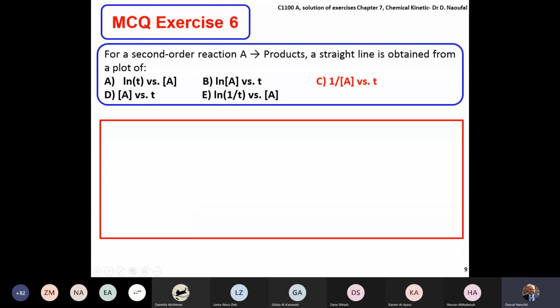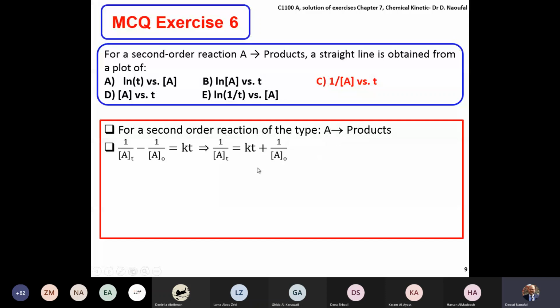MCQ exercise 6. Consider a second order reaction of the type A to product. Pay attention, the type is very important. We have to distinguish between A to product or 2A to product. A straight line is obtained for the plot. For a second order reaction of the type A to product, the integrated rate law of A is given by 1 over At minus 1 over A0 equal kt. So 1 over At equal kt plus 1 over A0. This is the equation of a straight line.